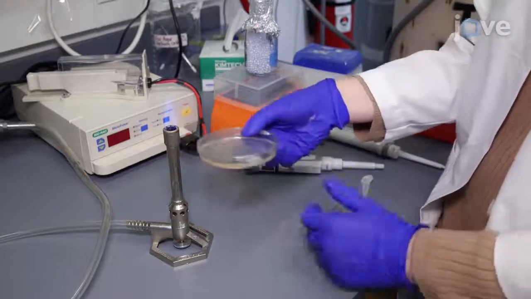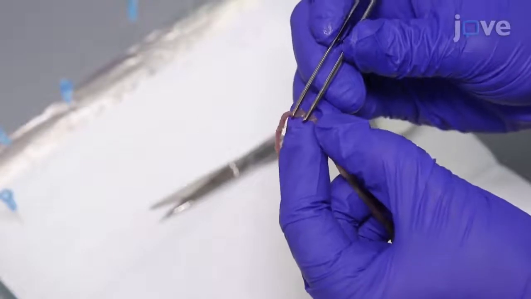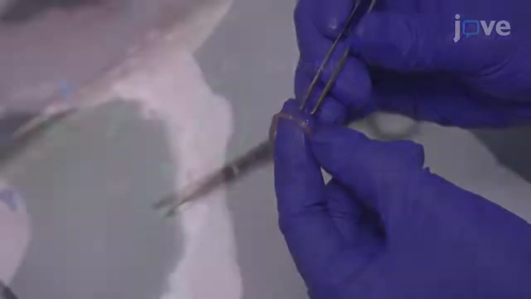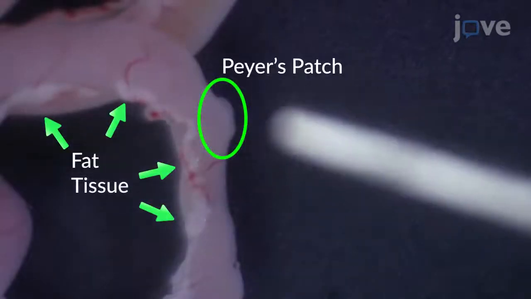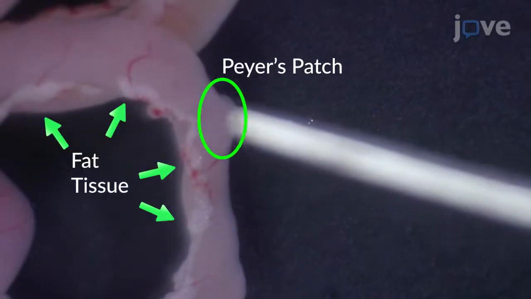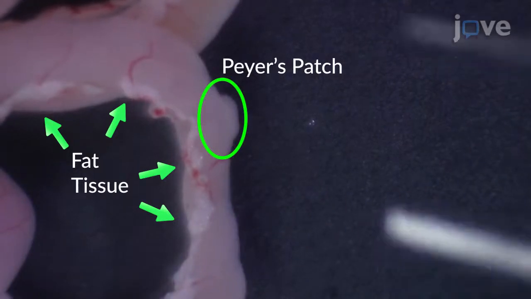sorting or deep sequencing. The Peyer's patches can be easily confused with the surrounding fat tissue, so visual demonstration of this method may be helpful for those who are unfamiliar with this organ to identify its location and observe its dissection.